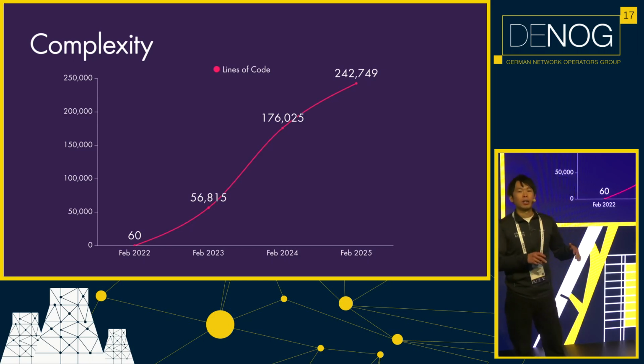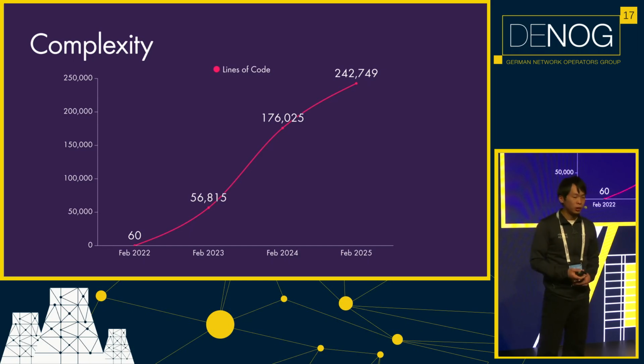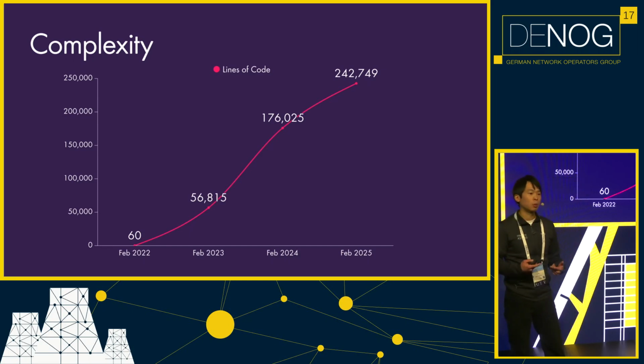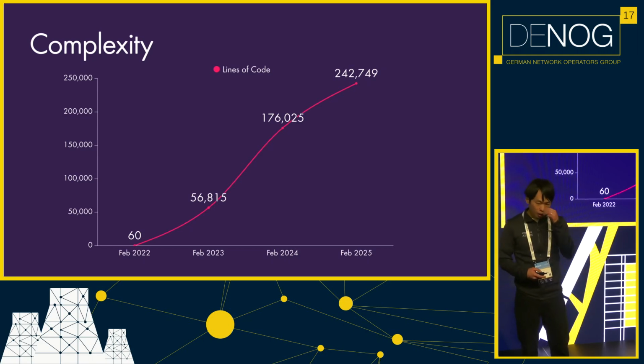But this is a staggering number, right? If you talk about 120,000 lines of code per year, that is 10,000 lines of code per month. So this is a lot of stuff that's going into our repository.